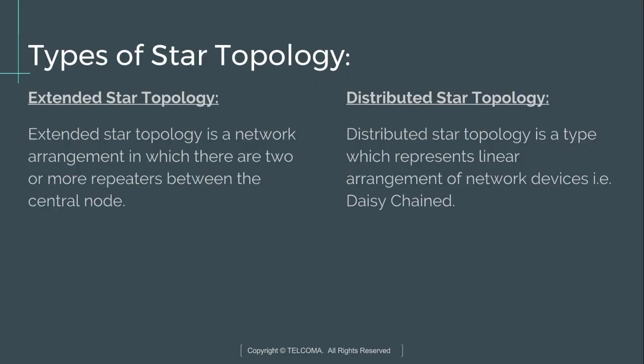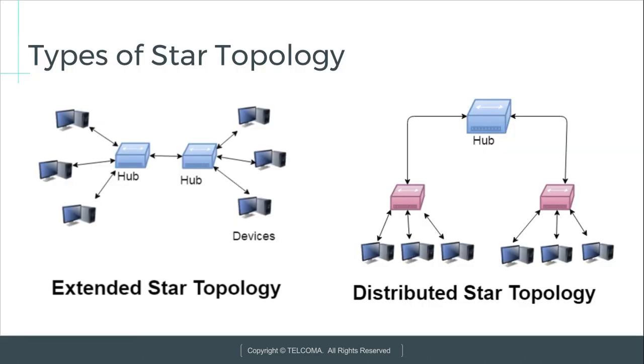Then there are types of star topology: extended star topology and distributed star topology. Extended star topology is a network arrangement in which two or more repeaters are installed between the central node. Distributed star topology represents a linear arrangement of network devices, in the form of a daisy chain. Repeaters are installed to increase the transmission distance. These are the types of star topology.